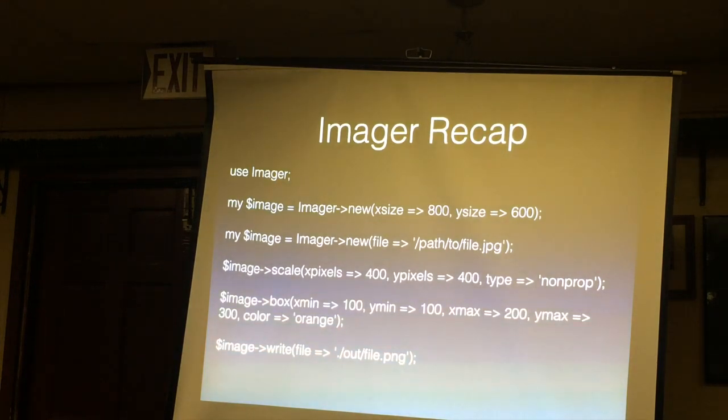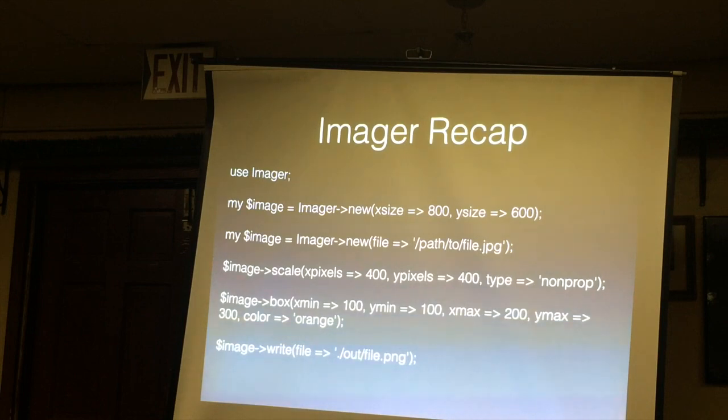So you just install that, and then you use Imager, and Imager is actually quite a bit faster than almost any other mechanism you can use in Perl to draw stuff. By my own calculations, it's roughly 10 times faster than ImageMagick. To create a new image, you just Imager new, and then the X size and Y size. And if you wanted to load in an image, you simply give the path to the file and load that.